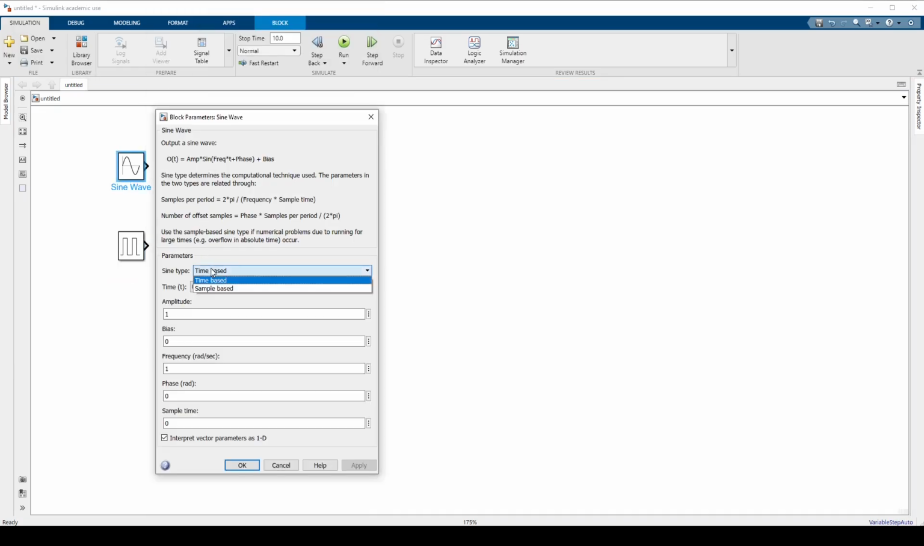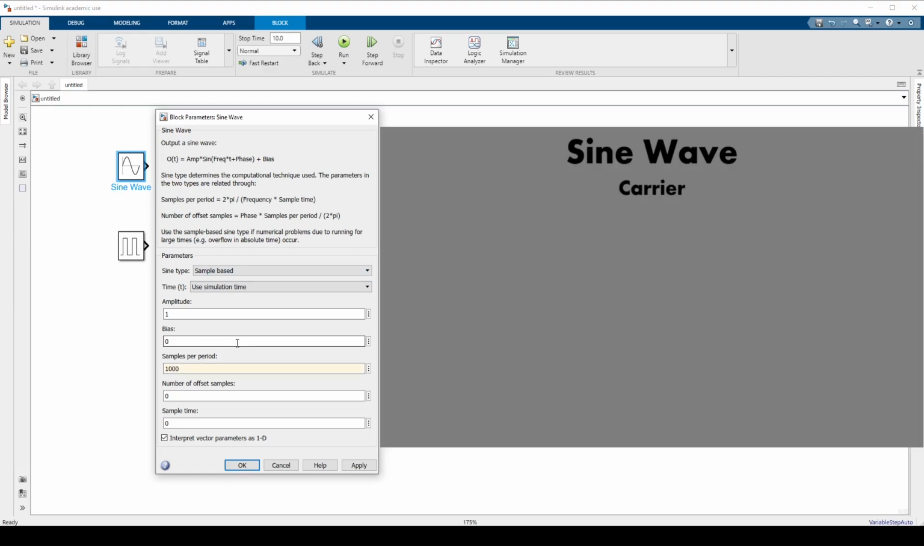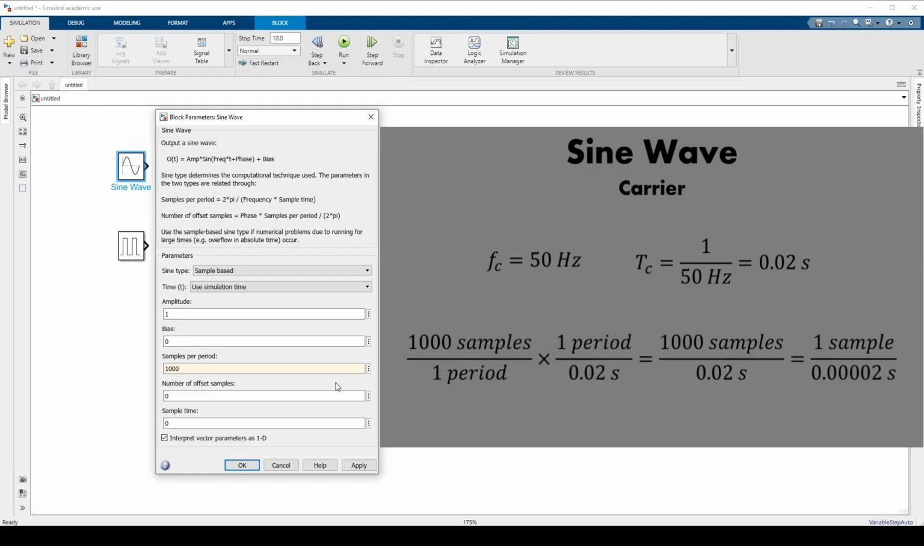For the sine wave, we're going to do sample based. We want 1000 samples per period. A 50 Hz frequency is a 0.02 seconds period, with 1000 samples making up one period and one period lasting 0.02 seconds. That would give us 1000 samples per 0.02 seconds. So one sample would last 0.00002 seconds, or 0.02 milliseconds.